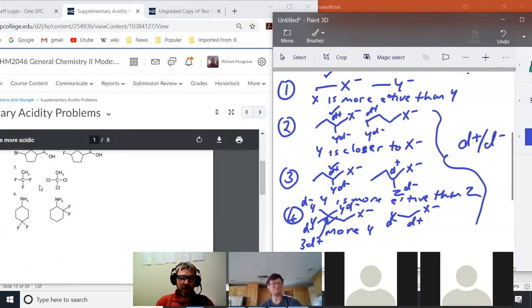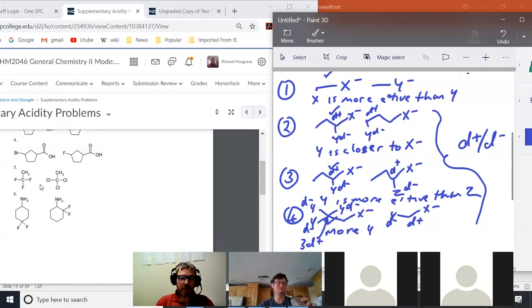All right, number 5. Okay, what scenario is going to be for number 5? This one's a little tricky. What scenario are we looking at for number 5? In each case, we lose H plus, it becomes CH2 minus. 3? Yeah, it'd be 3 because we've got 3 Fs versus 3 Cls, and the F is more electronegative than the Cl.